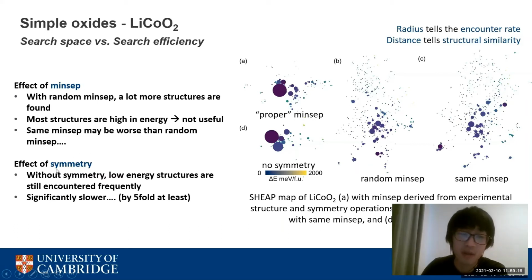We also tried a little bit on the symmetry parameter. Without constraining the search space with symmetry, we can still have a high encounter rate of the low energy structure. However, the computational speed is really low. It's slow, like 5-fold or 10-fold slower. So I would say it's better that we still put some symmetries on this so we can efficiently do the search.